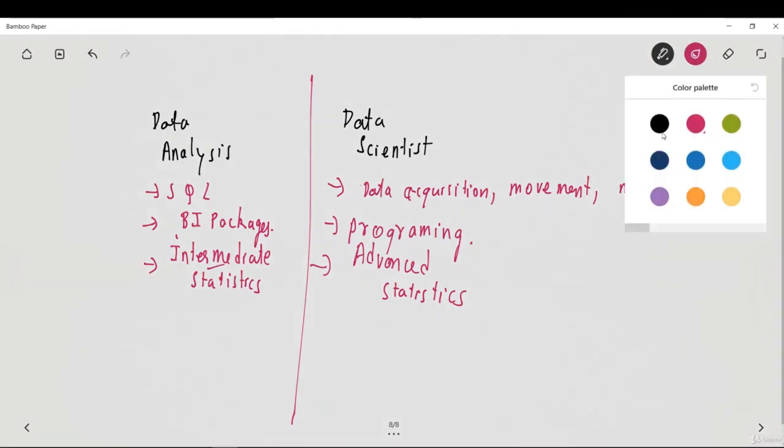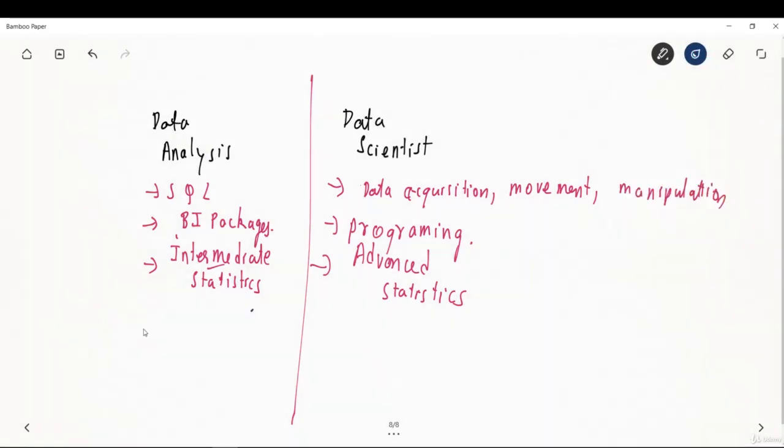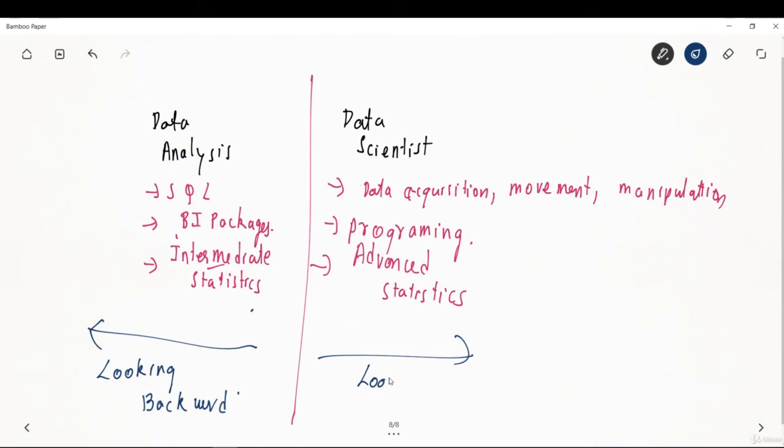Moreover, you can also say that the data analyst is looking backward to get some insights, and data scientists can be called as looking forward. So looking at the previous data, they will try to predict the upcoming things. So they will be just trying to predict some future. Of course, it cannot be 100% guaranteed, but this can definitely help the business to understand if something is going wrong at a very early stage.